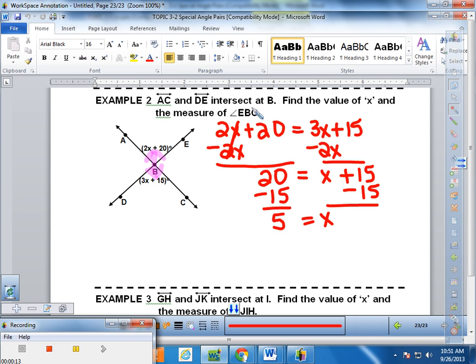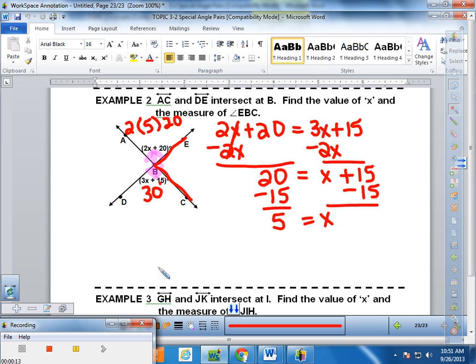They want the measure of angle EBC. So from E to B to C. So not only do I have to plug in x, I have another step after that. So I'm going to just plug it in here. It doesn't matter which one. You can plug it in the top one or the bottom. They're equal. You're going to get the same answer. So I'm just going to plug it in here. 2 times 5 plus 20. So this angle is 30 degrees.